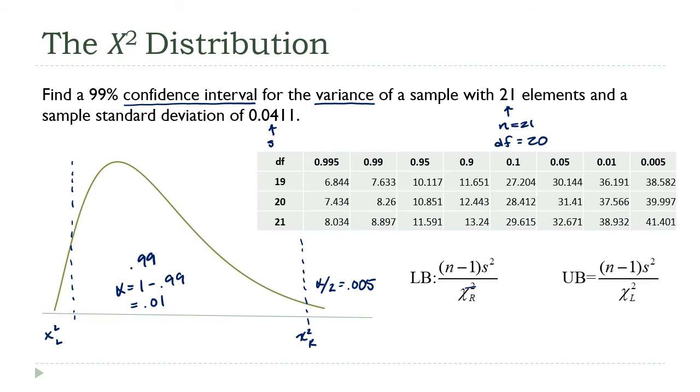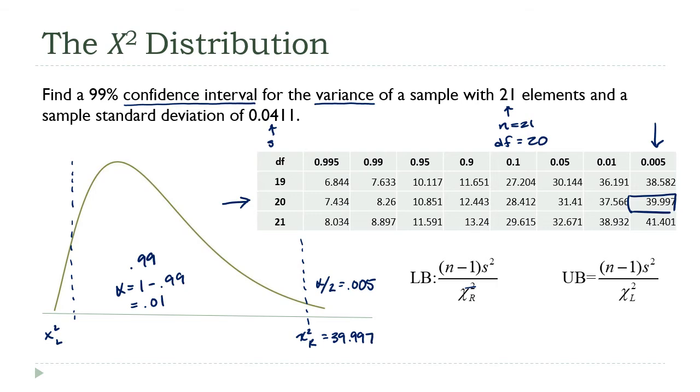So I'm going to my table here, right? I have 20 degrees of freedom, so I'm working this middle row. And the critical value that gives me 0.005 area to the right is going to come from this column. Whoops, sorry, I went too far down, didn't I? Sorry, middle row, 39.997.